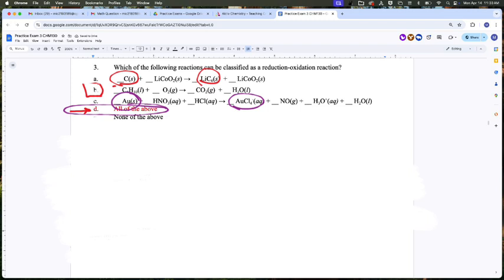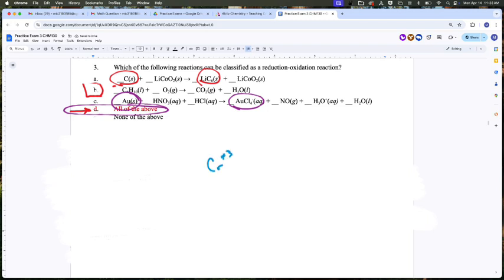So if we look through at these examples, what we'll notice is that every single one of these had an element by itself. Okay? Does that mean every element by itself is going to have a zero oxidation state? No, why not?